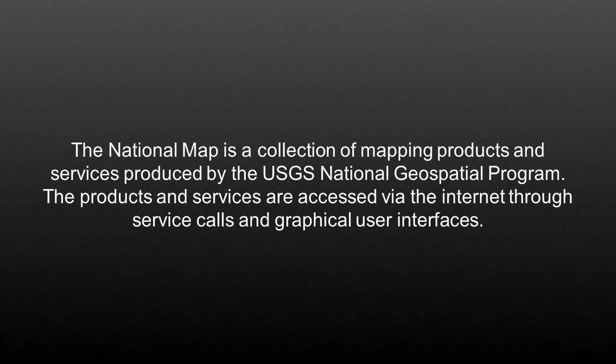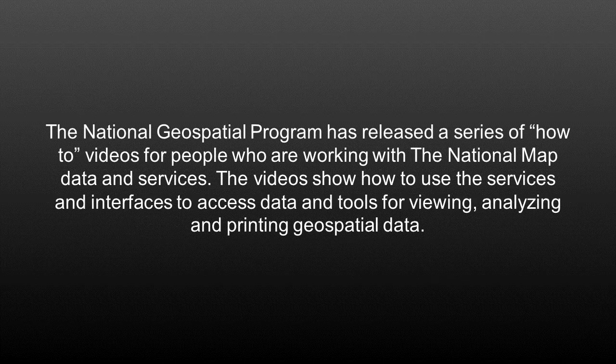The National Map is a collection of mapping products and services produced by the USGS National Geospatial Program. The products and services are accessed via the Internet through service calls and graphical user interfaces. The National Geospatial Program has released a series of how-to videos for people who are working with the National Map data and services. The videos show how to use the services and interfaces to access data and tools for viewing, analyzing, and printing geospatial data.